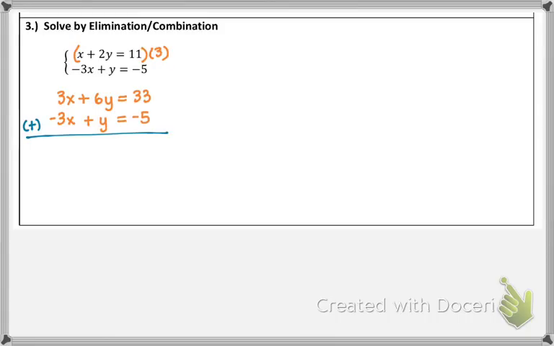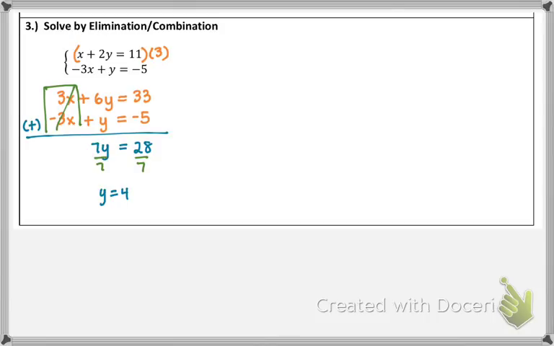And when I do that, notice that positive 3x and negative 3x adds to 0. It cancels out. 6y plus 1y is going to give you 7y, and then 33 plus negative 5 is going to give you 28, and then we divide by 7. We have successfully eliminated my x's, and we can solve for y. We have y equals 4.